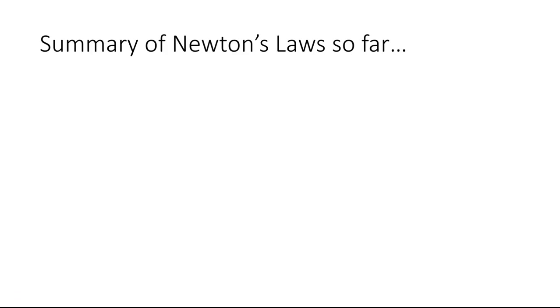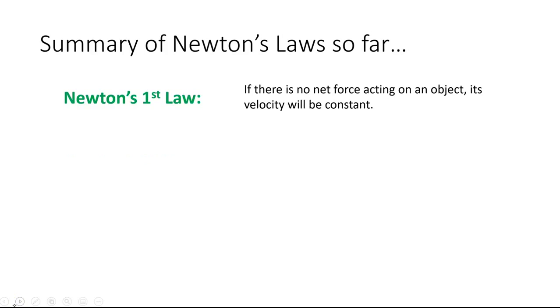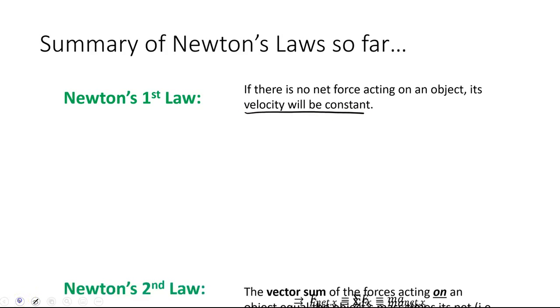Okay, so let's do a brief review of Newton's first and second laws, which are the laws that we've already talked about in the last lecture. Remember, Newton's first law tells us that if there's no net force acting on an object, then its velocity will be constant. In other words, constant velocity means zero acceleration. So the object will not accelerate if the net force acting on it is zero.